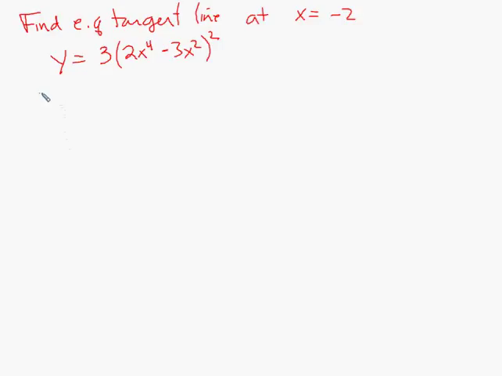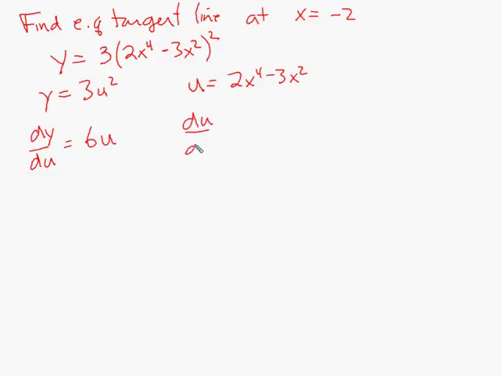Okay, do I need to use the chain rule? Yes. Okay, so what's u? 2x to the 4th minus 3x squared. Which means y equals 3u squared. What's the derivative of y with respect to u? 6u. And what's the derivative of u with respect to x? 8x cubed minus 6x. Okay?